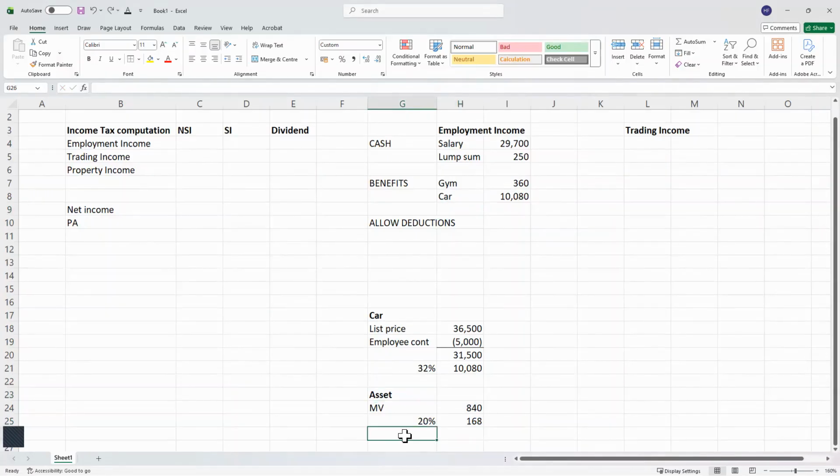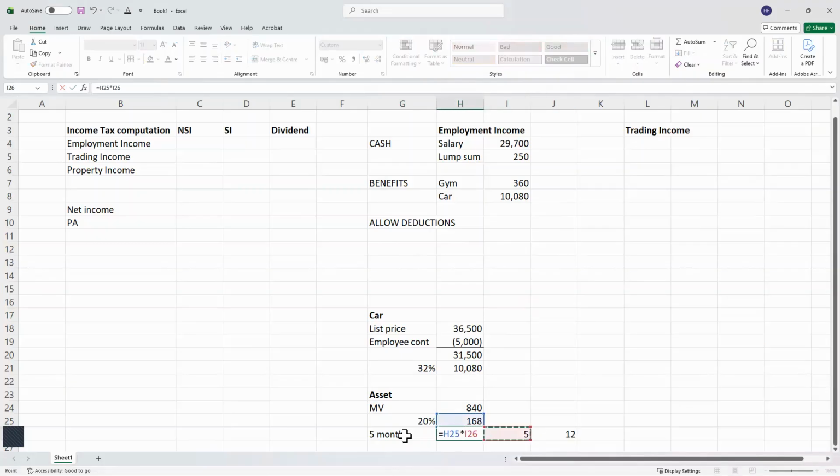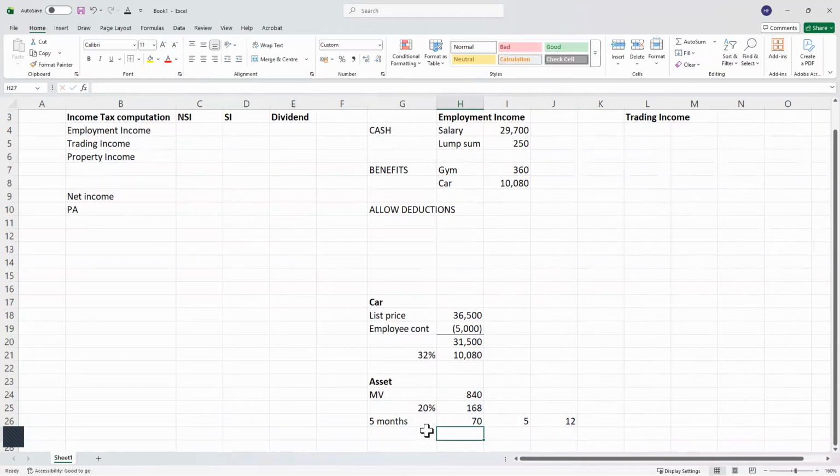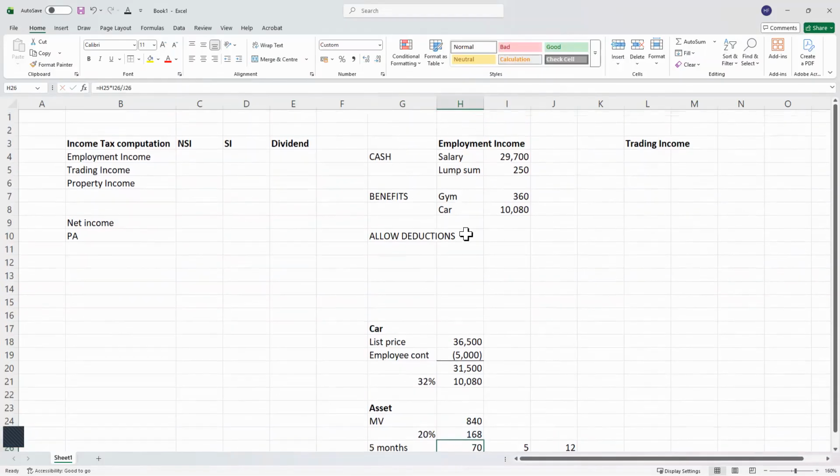The benefit is going to be 20% of this, so 840 times 20% gives a benefit taxable for Harvey of £168. And important to remember here that Harvey only had the asset for 5 months of the year, so we're going to need to take the value of the benefit and multiply it by 5 and divide by 12. And that gives us a benefit for 5 months of £70. So then we would bring in the asset benefit up here, which is £70. And really important to remember, if you do have any amounts to pro rata in terms of months that you're given this information in the question, making sure you do apply the benefit only for the months that the employee had the benefit.